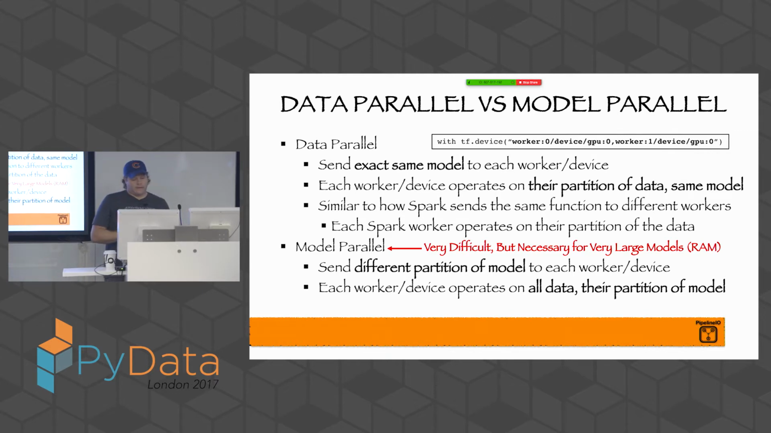For model parallel, this is for super large models that won't fit inside the memory of one GPU, because these are 12 gig or possibly 16 gig, something like that. So for that, you can only put parts of the model on each one. You have to split the model up, and then each worker sees all the data but has just one part of the model.